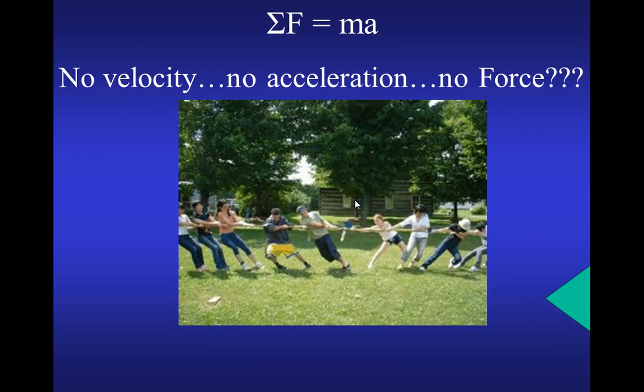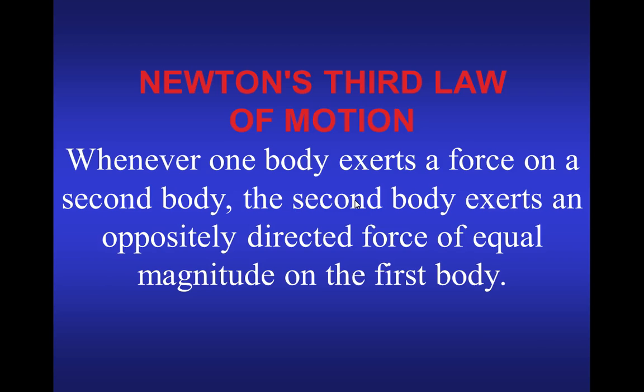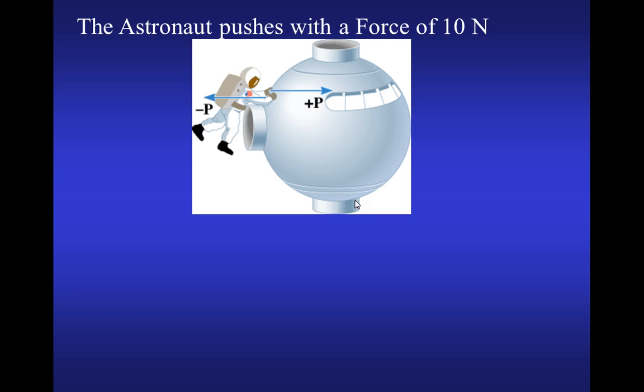the net force is zero. What does that mean? So here we have a case where the astronaut pushes the space station with a force of 10 newtons. Do both the astronaut and the space station experience the same force? That seems logical that they would. Newton's third law: whenever one body exerts a force on a second body, the second body exerts an equal and opposite force back on the first. So it's the same force. It's 10 newtons. The direction is different, but it's the same 10 newton force.